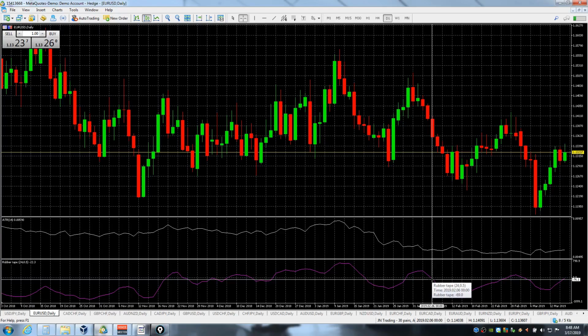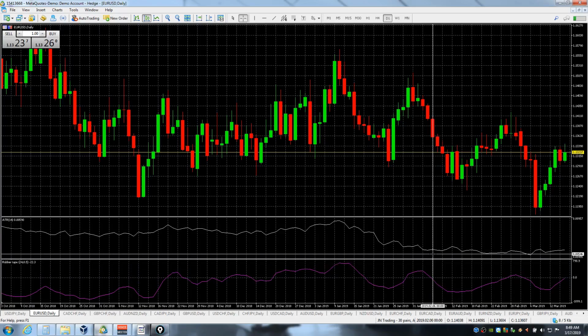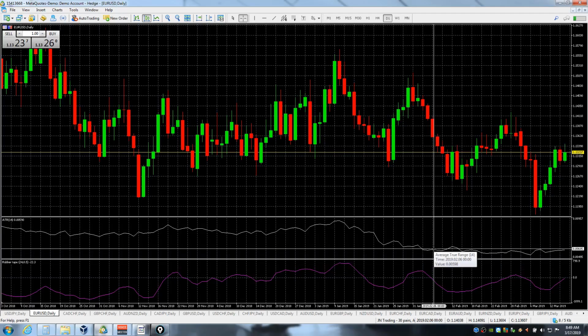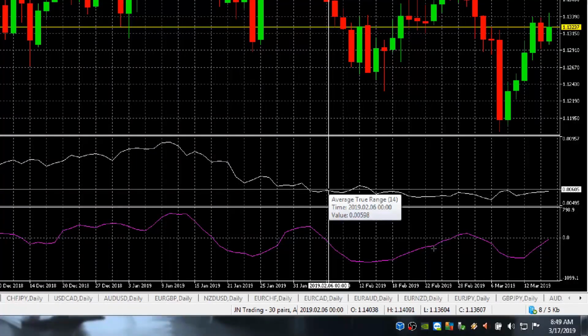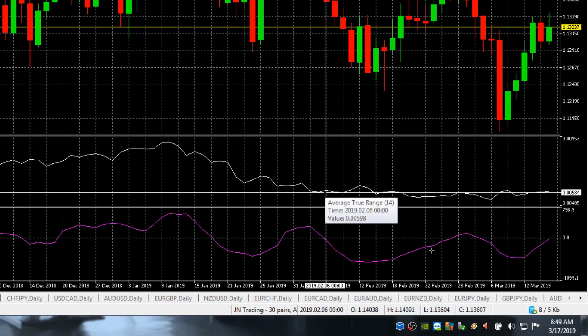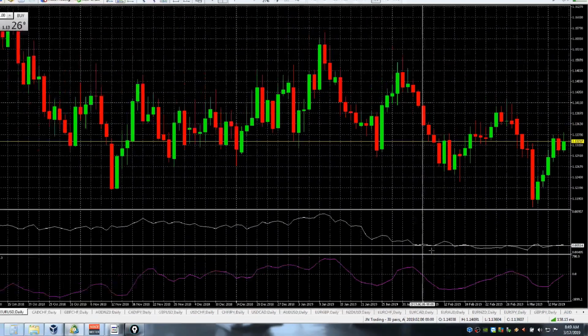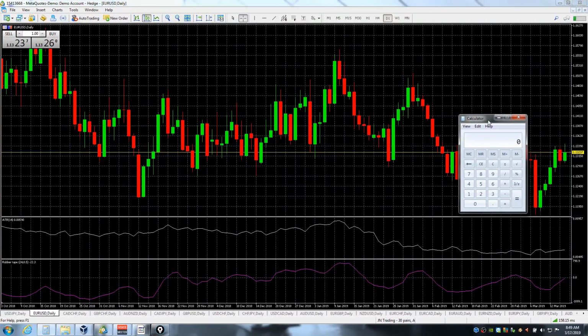Okay, so we want to find out what the ATR is for this day. That's our first objective. Remember, ATR is the important one here, the most important indicator. So we're going to zoom in, and ATR for this day is 0.00598. So that's 59 pips. So we want this currency pair to go down 59 pips before it goes up whatever 59 pips times 1.5 is, right? So let's calculate that first. So 59 times 1.5 is 88.5 pips.